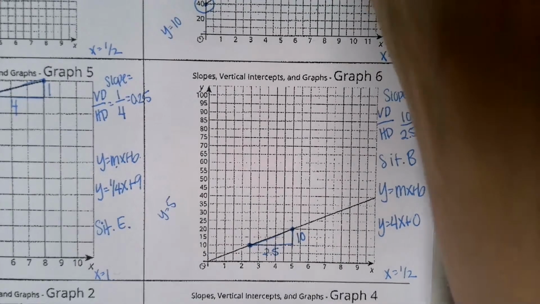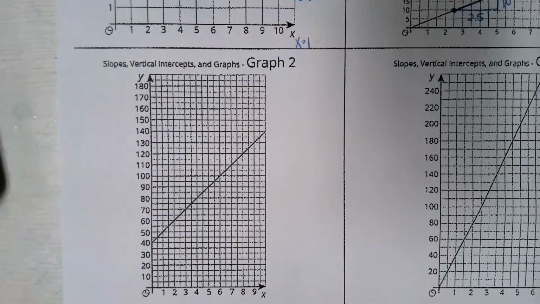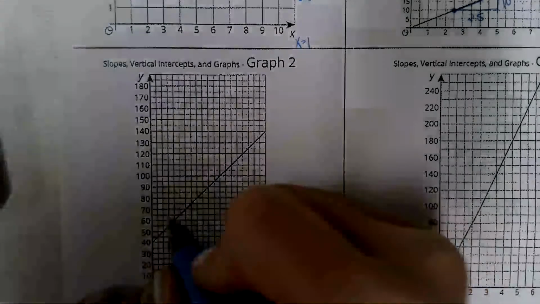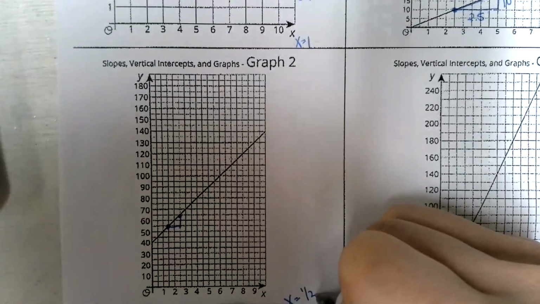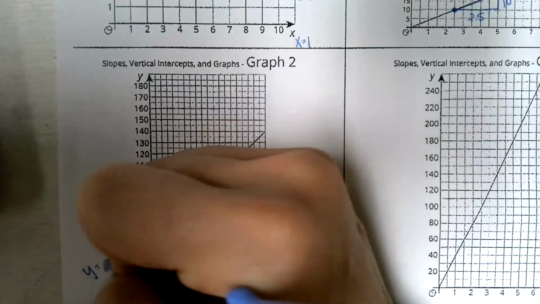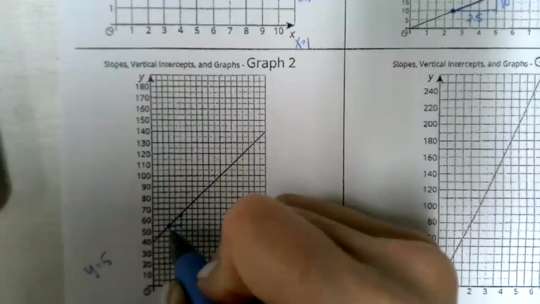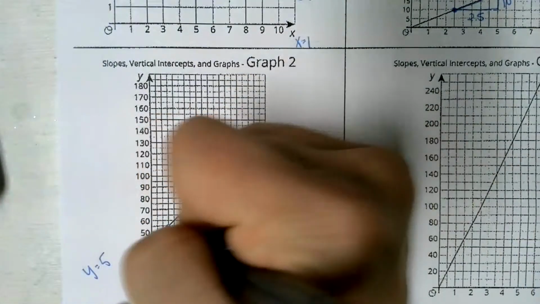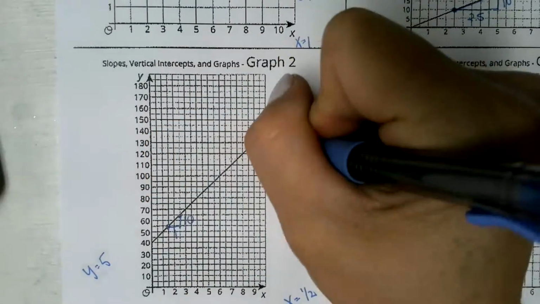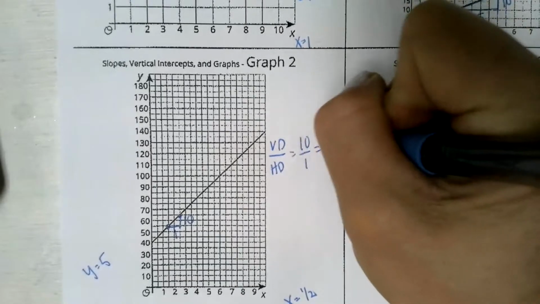Okay, graph 2. Find 2 good points to find our slope. I'm going to go here and here. My x is counting by 1/2. My y is counting by 5s. So this would be 5, 10. Vertical is counting by 5s. Horizontal is counting by halves. So this would be 1. Vertical distance divided by horizontal distance: 10 divided by 1. That's 10.